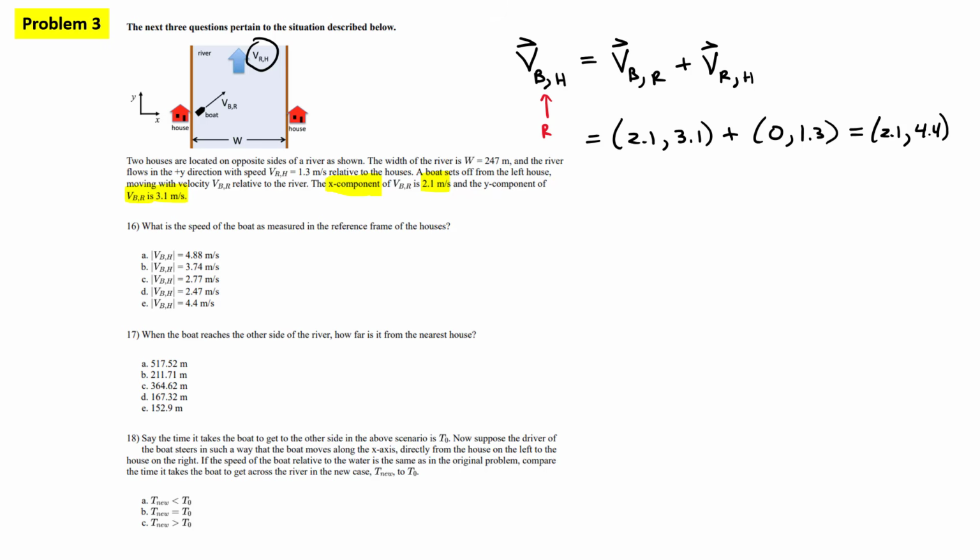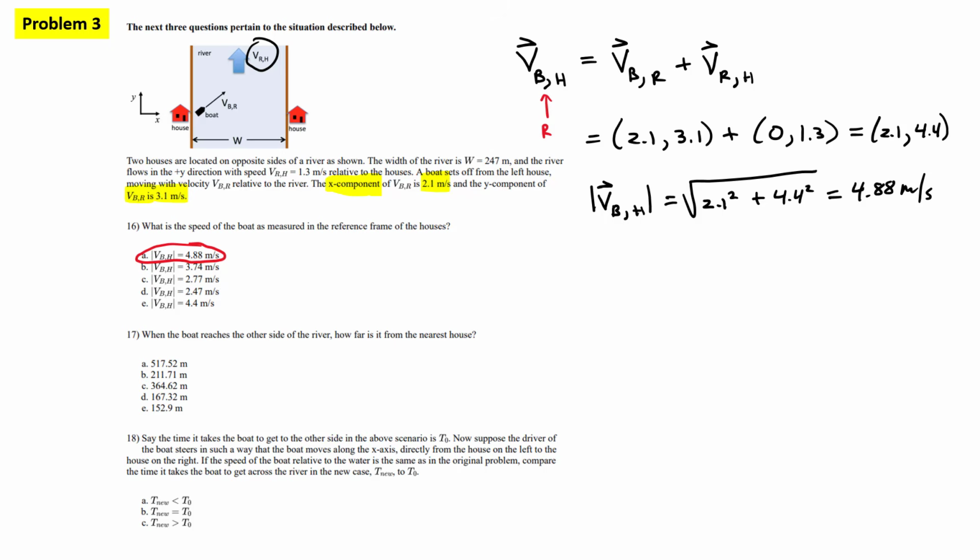At the end, if you're looking now for the speed, what we're looking for is the magnitude of that vector. Now we can again just simply use Pythagorean. You could square both of those components, 2.1 squared plus 4.4 squared. At the end of the day, we get the solution, which is 4.88 meters per second. So the best choice for this question is choice A right here, 4.88.